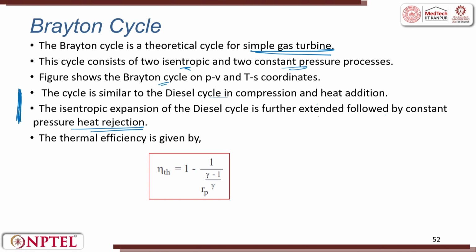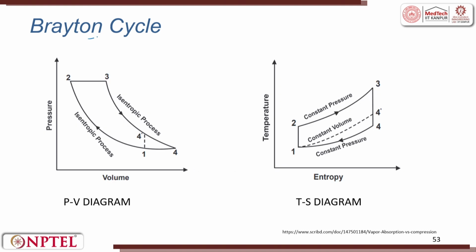So, the cycle is similar to diesel cycle in compression and heat addition. The isentropic expansion of the diesel cycle is further extended, followed by a constant pressure heat rejection. So, this is Brayton cycle. You will see here from 1 to 2 it goes isentropic process, 2 to 3 is adiabatic, 3 to 4 is isentropic process and 4 to 1 is the expansion process, right. You will see here there are 4 dash and 4.